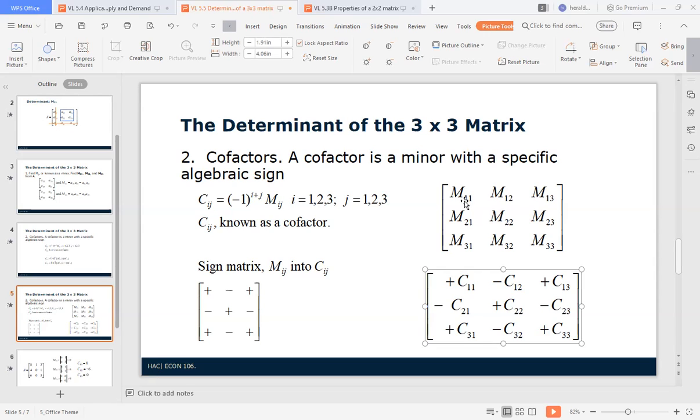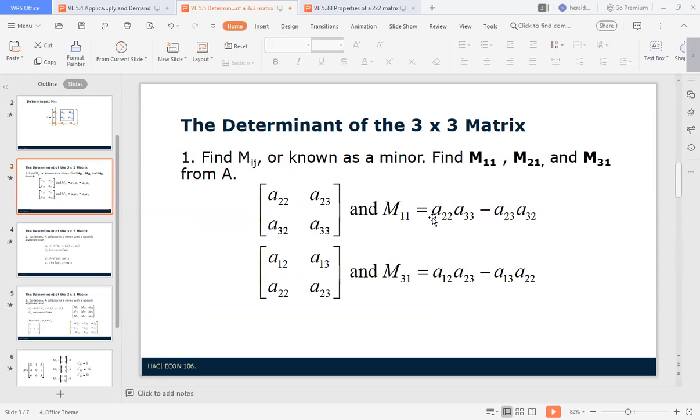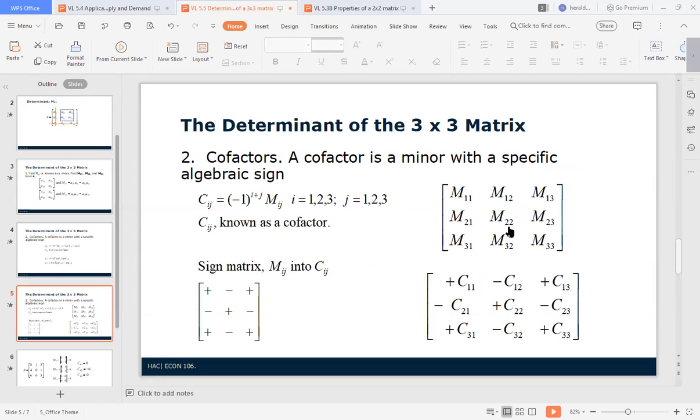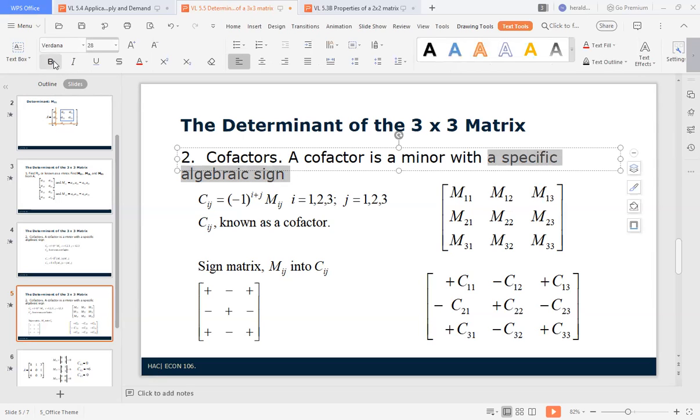To get the determinant, it's actually not necessary for you to get all the minors, but suppose you went ahead and solve for all minors. Okay, so again, this is minors. These are actually the determinants of the minors. If you already have the minors, class, the next thing to do is get the cofactors. By definition of a cofactor, you are attaching a specific algebraic sign.